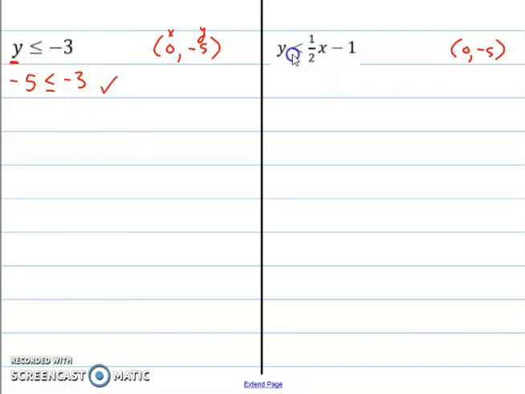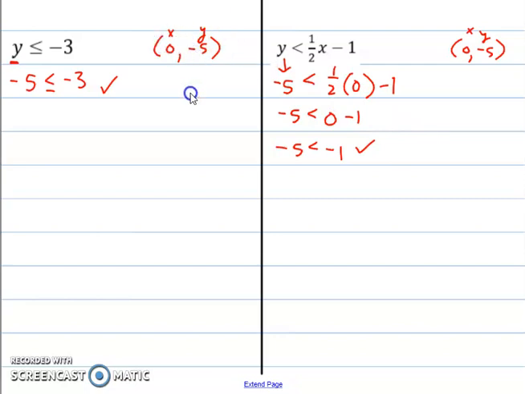That's a true statement. All right, over here, plug in. Y is negative 5, so y is negative 5 is less than 1/2 of 0 minus 1. Negative 5 is less than 1/2 times 0 is 0, minus 1. Negative 5 is less than negative 1. That is also a true statement. Woohoo! All right, so that is how you check mathematically.